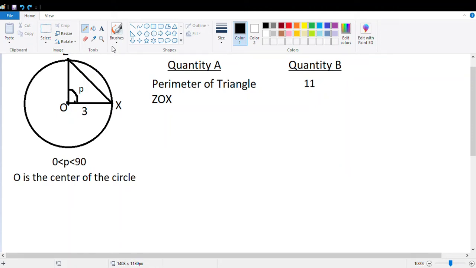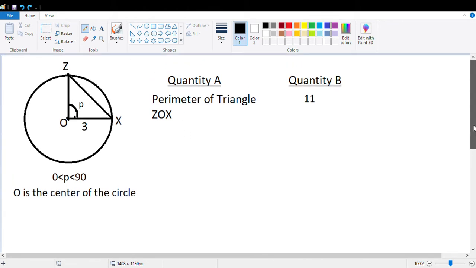Okay, so this is Bomb 5 of quantitative comparison of the GRE. We have a question here where they give us a circle centered O, and we have a triangle inscribed in the circle, triangle ZOX. One of its sides is 3. We have an angle of the triangle, P.